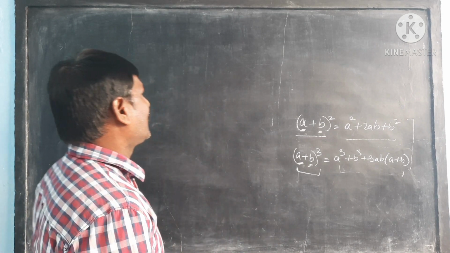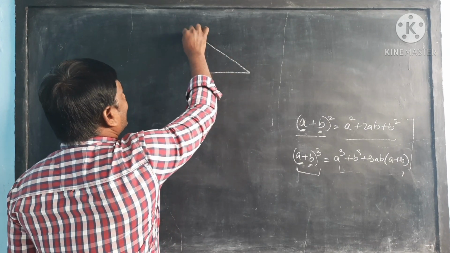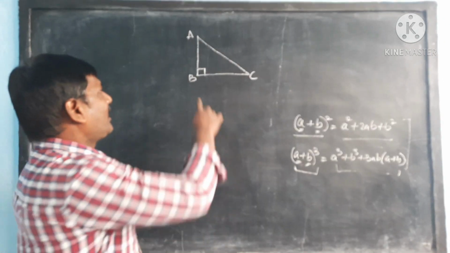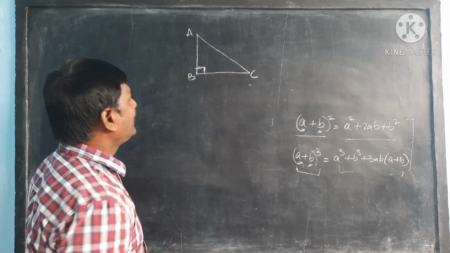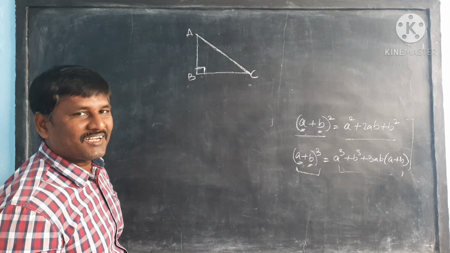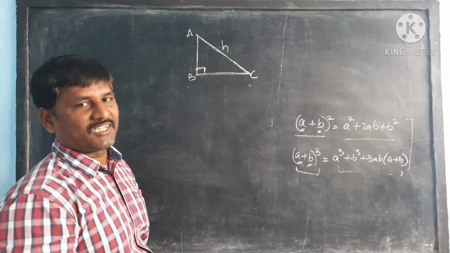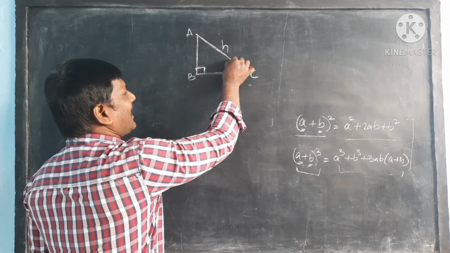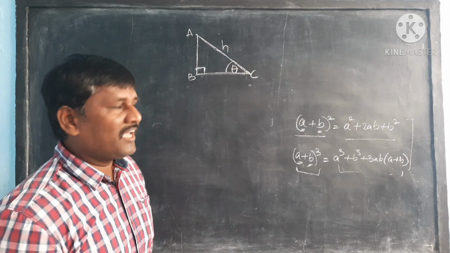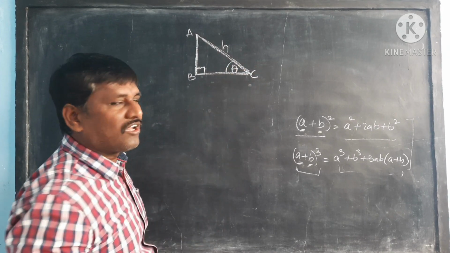First of all, let us consider a right angle triangle. ABC is a right angle triangle in which angle B is the right angle. We know that the side opposite to angle B is the hypotenuse, and AB and BC are the two perpendicular sides. Now let us consider an angle. Let the angle C be equal to theta degrees. We will use the right angle triangle and the Pythagoras theorem.